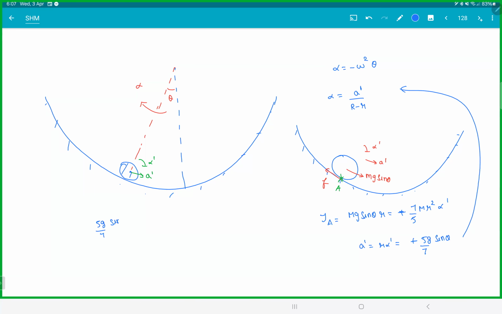Minus 5g by 7 theta by (R minus small r). This is your alpha dash. For small angles, we can write alpha dash is equal to minus 5g by 7 (R minus r) theta. The time period is 2 pi root over 7 times (R minus small r) by 5g. Check.